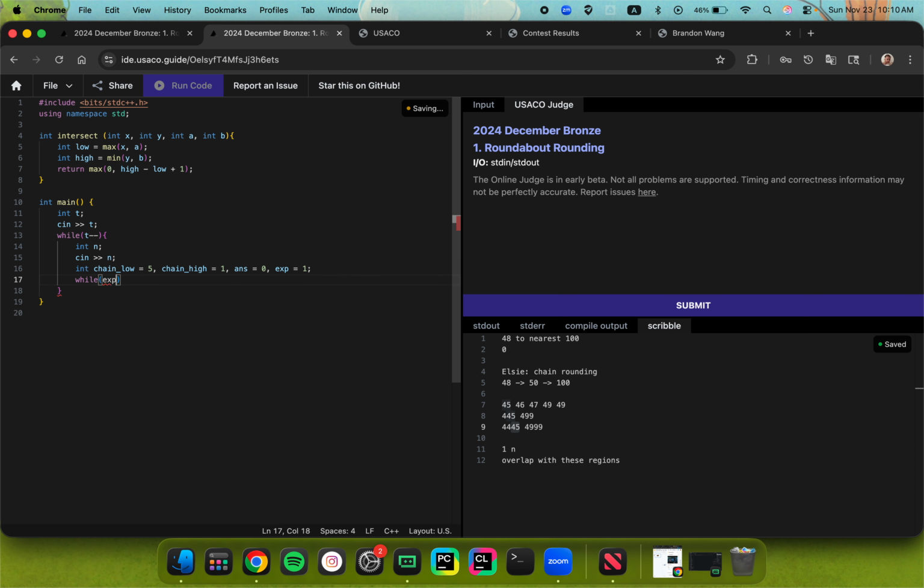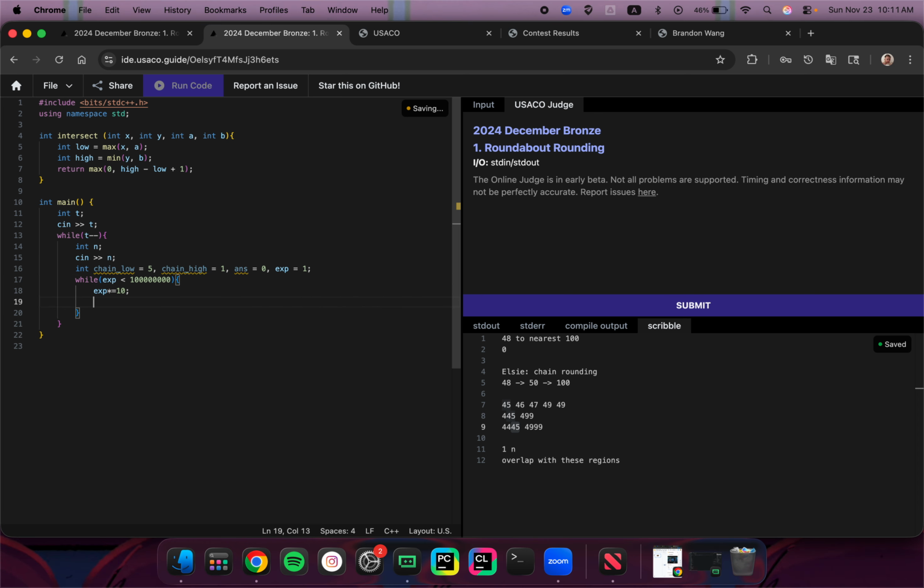While exponent is smaller than 10^9, so let's put 9 zeros, exponent is multiplied by 10. And chain low is equal to chain low plus 4 times exponent, and chain high is equal to 5 times exponent minus 1. So for example, here this is 5,000 minus 1, and this is 445 plus 4,000. That's where we get those equations.